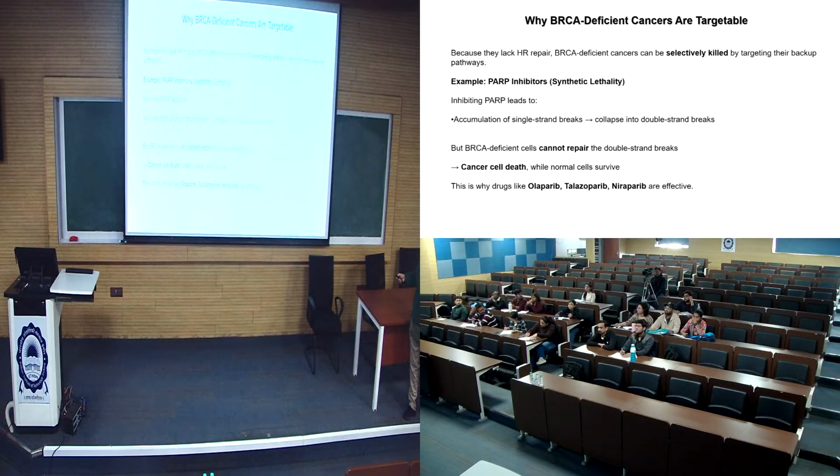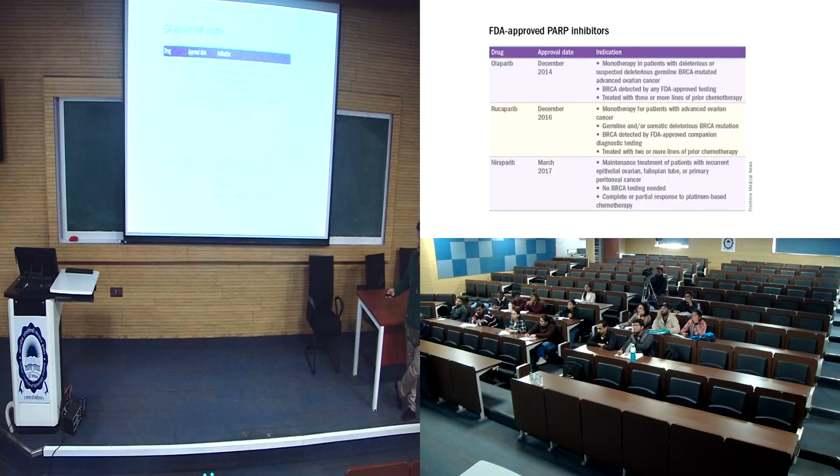Okay, so if you use PARP inhibitors like olaparib, then DNA damage accumulates and the cells will die. And normal cells will live. Why? Because they have the backup pathway. Okay, so that is the whole idea of that. So these are FDA approved PARP inhibitors. Okay, and they are extremely useful.